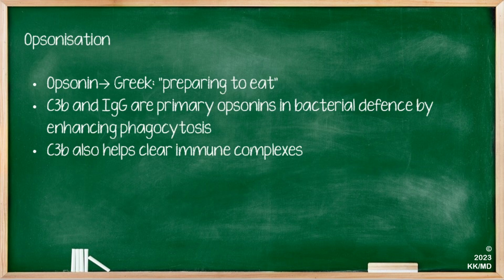So let's talk about these individually. Opsonisation is derived from a Greek word meaning preparing to eat. In opsonisation, C3b and IgG are primarily opsonins in bacterial defense, which frequently leads to enhanced phagocytosis. C3b also helps with clearing other immune complexes.